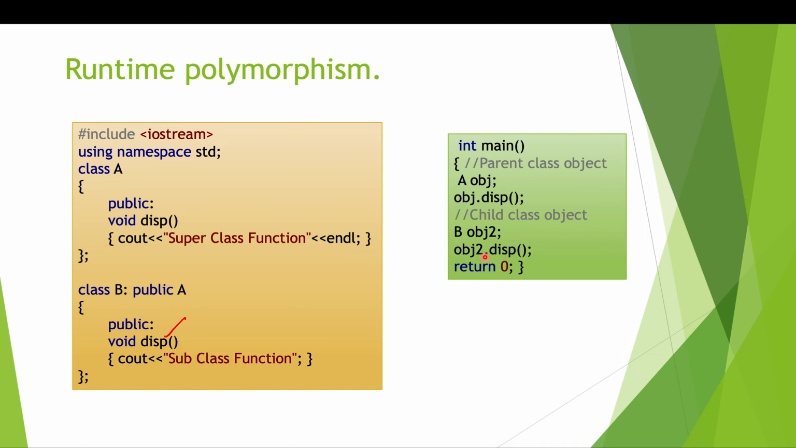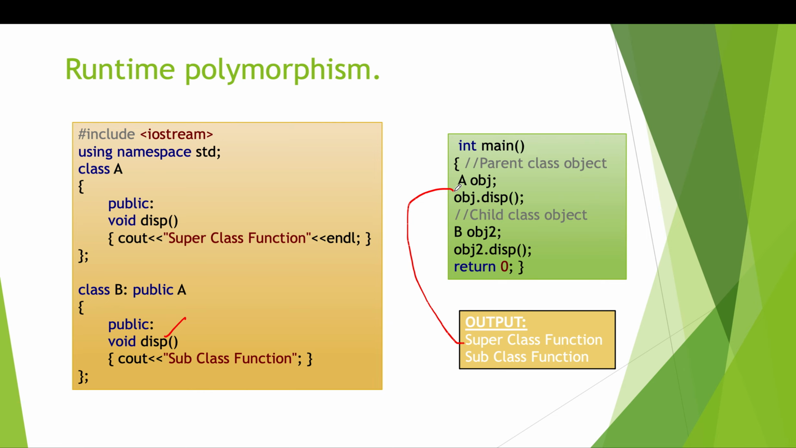So when we are calling obj2.disp, what happens? Out of the two functions, the original function of class B will dominate. Always the function of the child class will get executed. If we are using the object of the child class, it will execute the function of the child class only. So the function of the child class has overwritten the function of the parent class. It has dominated and the parent function has been suppressed.